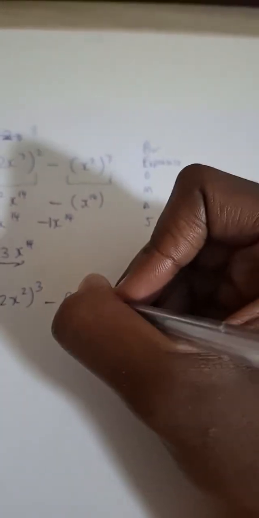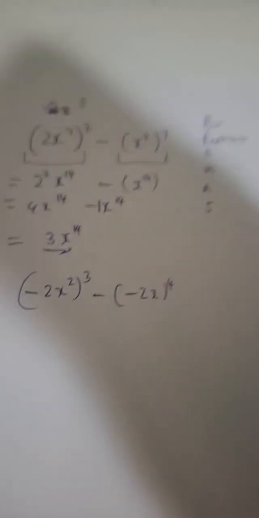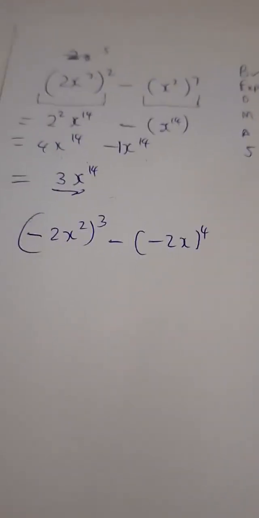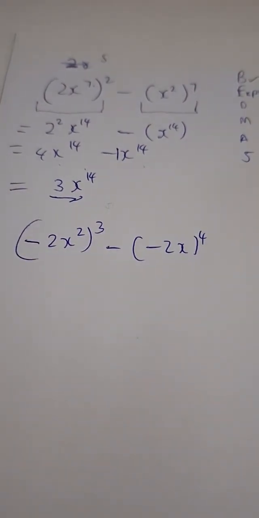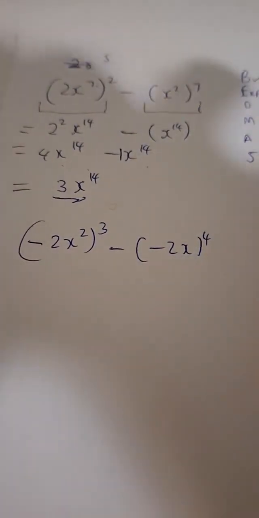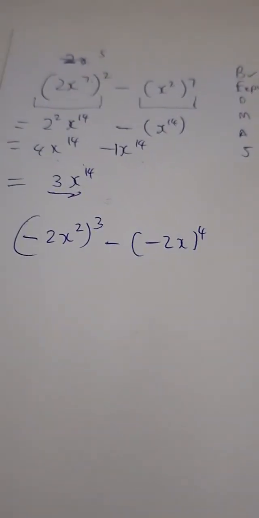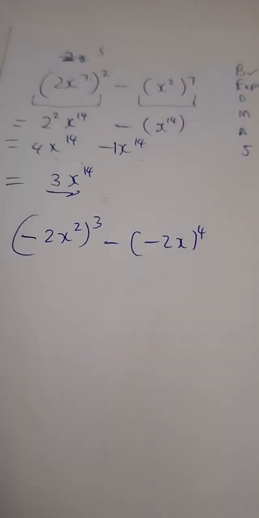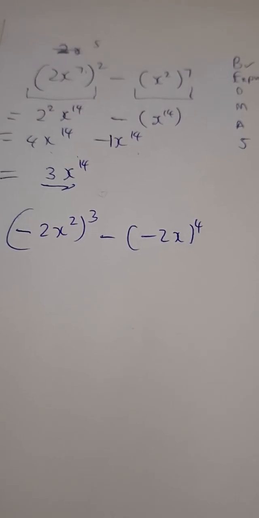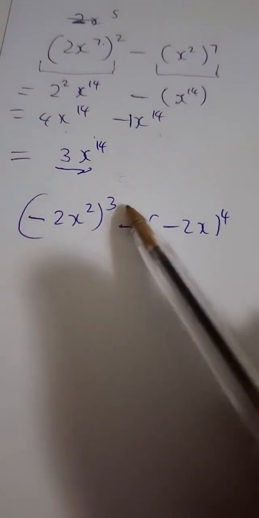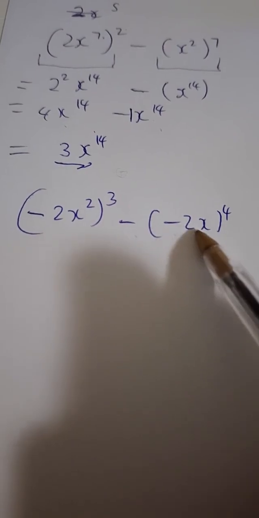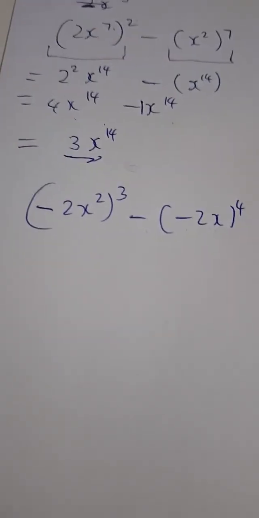Okay. I'm going to give you this one for you guys to tussle with. As soon as you get done, please do it step by step on your own in your space. Then when you are completely done, you are more than welcome to type your answer in the comment section, and we'll take it from there. So that is the question: negative 2x squared to the power 3 minus brackets minus 2x to the power brackets to the power 4.